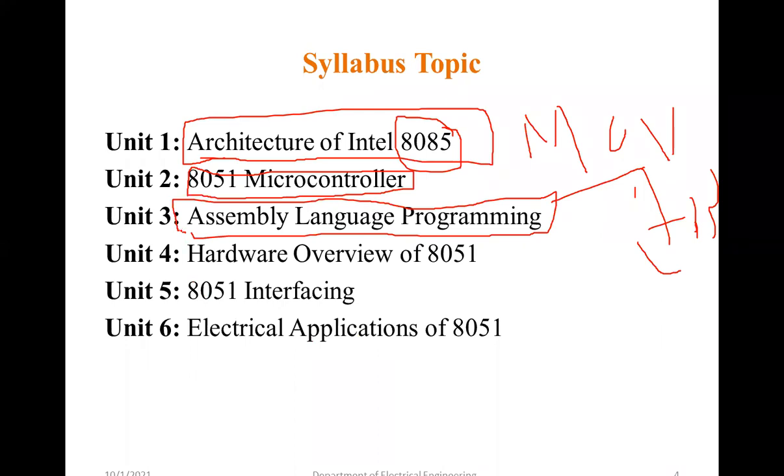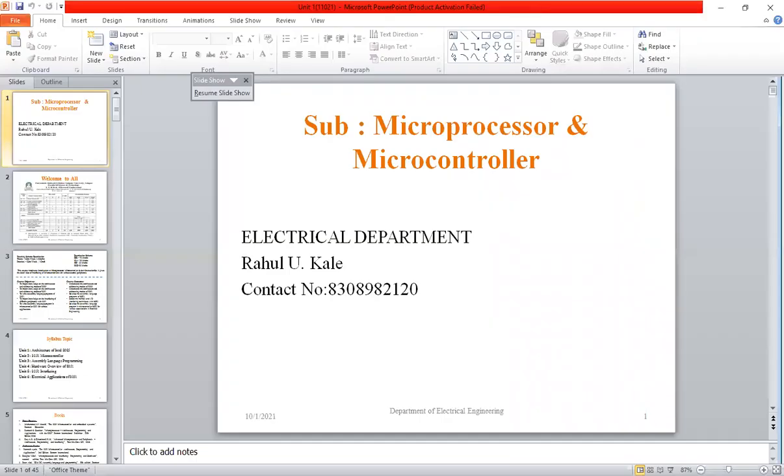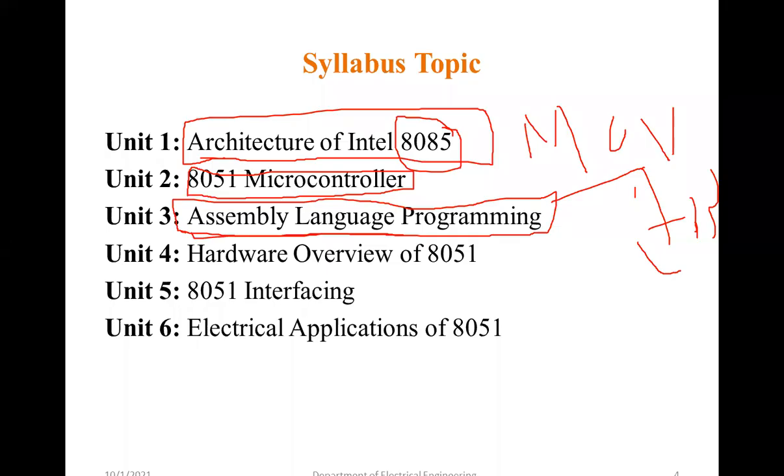This is the assembly language. We are discussing the different types of assembly language, same in the 8085. This is the assembly part. Next is the hardware of the 8051.